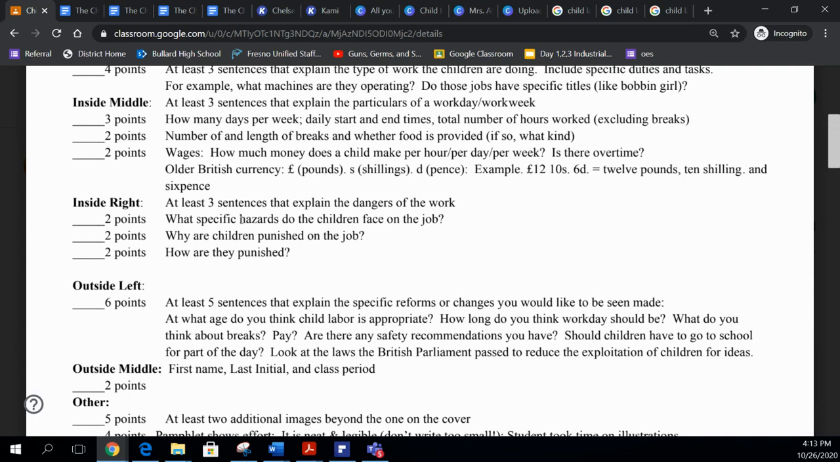Were children punished? Why were they punished? How were they punished? In what ways were they threatened? In what ways was child labor bad for them? That's what you're going to look at on the inside right column. That's a total of 6 points. So that's your whole inside.